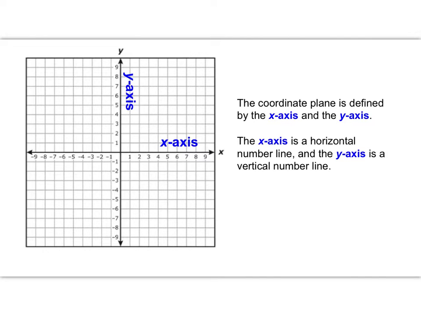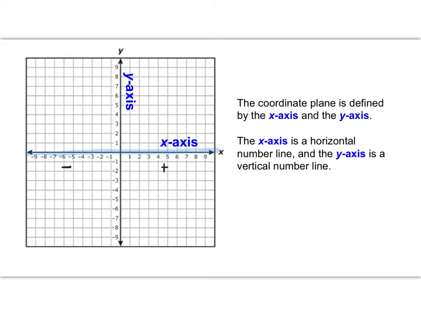So today we're taking a look at the coordinate plane, and you've already done some work with the coordinate plane before. The coordinate plane is defined by the x-axis and the y-axis. The x-axis is basically just a horizontal number line. It goes side to side. It has negative numbers on the left and positive numbers on the right of the origin.